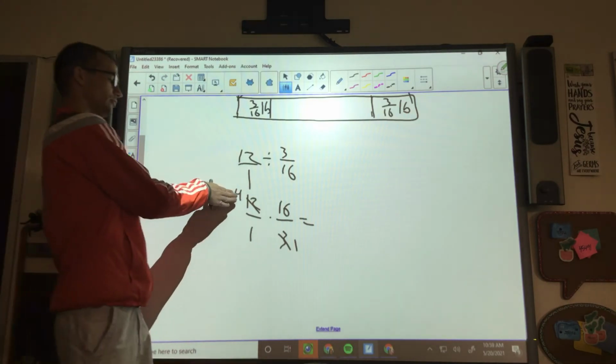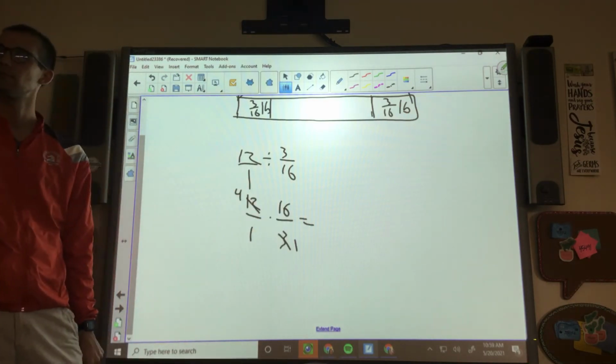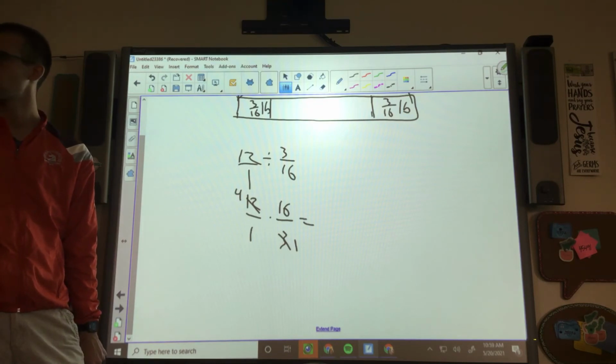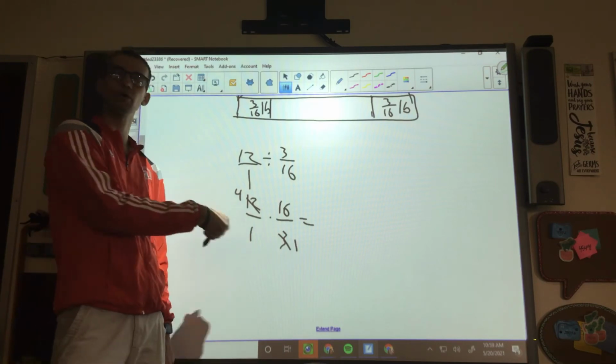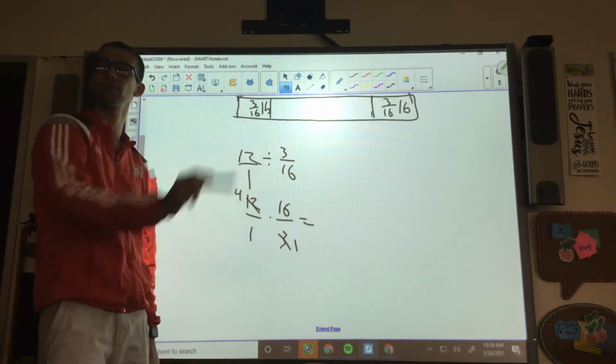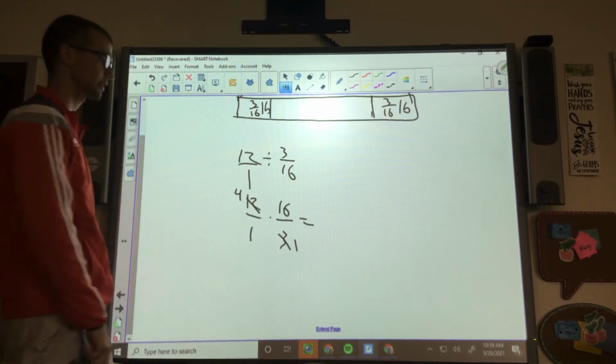So should we be canceling this out, 1 and 4? Why not? You have to go diagonally, or you can go what other way? Up and down. Can you go sideways? No. You have to multiply that way. Good question, because people make that mistake, but no.